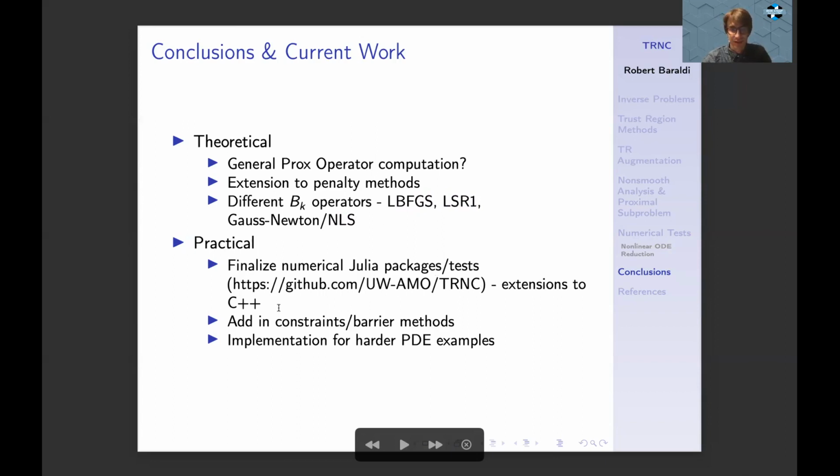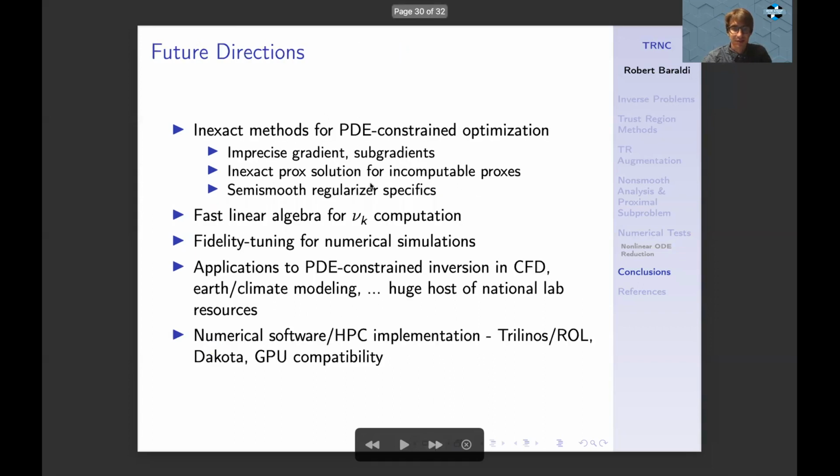And some practical things is that we want to finalize our Julia package so people can actually use this, and maybe extend it to C++ or add in constraints or barrier methods, and maybe try out some harder PDE examples. So some future directions, maybe we want to look at inexact methods for PDE-constrained optimization. So currently you still have to produce this s exactly or compute a prox operator exactly. But can we get into something a little more loose and still converge?